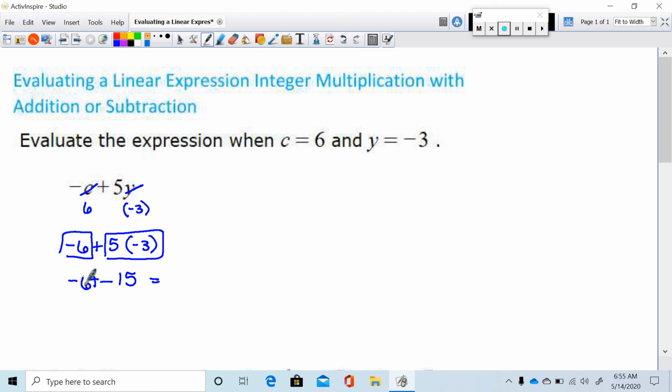So if I have a negative 6 and I add another negative to that, I'm going to get a negative answer. So if I have negative 6 and I add 15 more negatives, that's a total of 21 negatives. So negative 21.